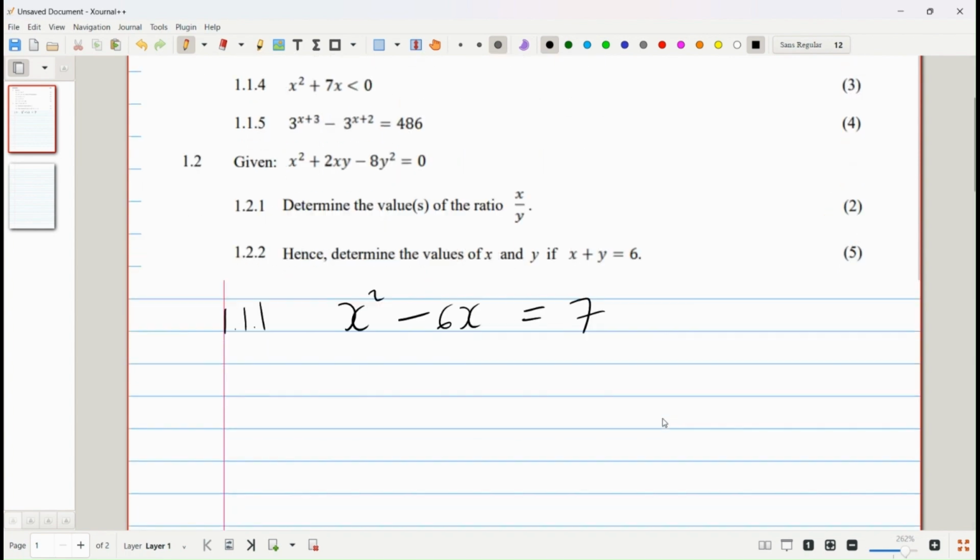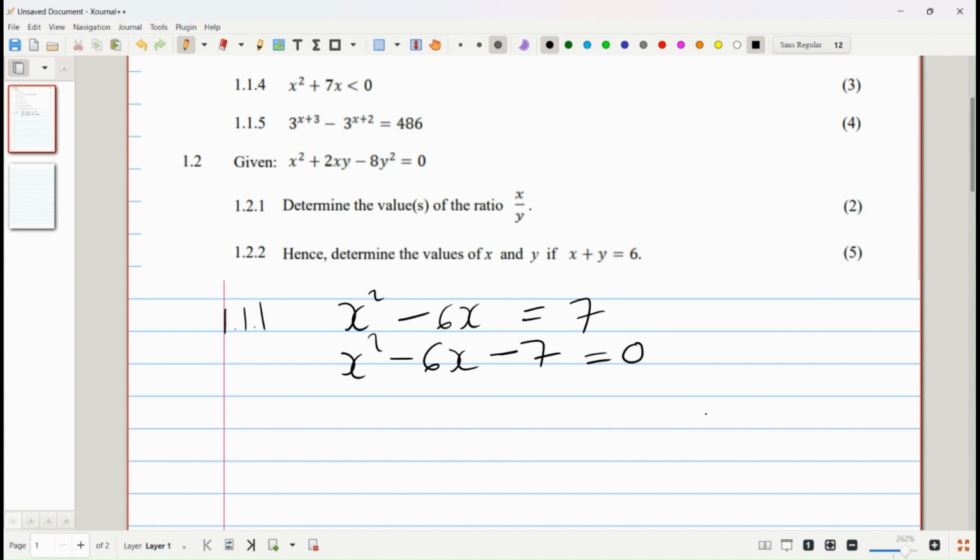If you check, we have a quadratic equation, but it's not written in its standard form. So the first step is to write this equation in its standard form. So we'll have x squared minus 6x minus 7 equals 0. Now this equation is in its standard form. So the next step is to find the factors.